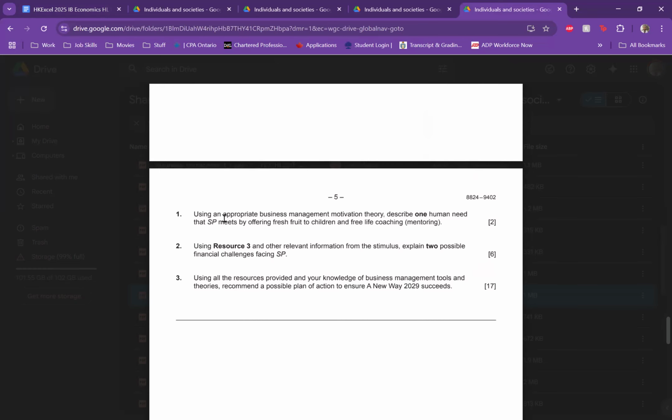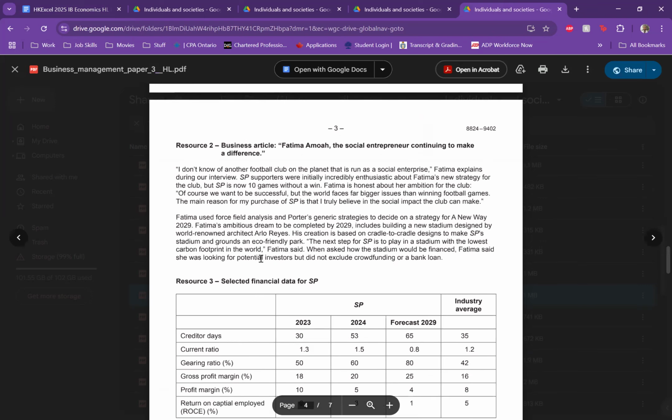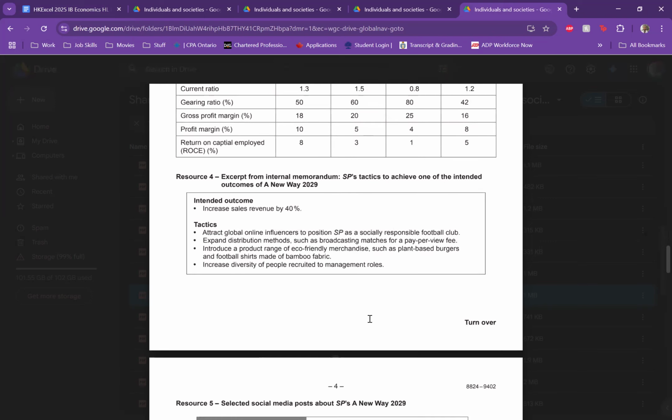So the best approach again would be to go to the questions and read through them first. For the 2-mark question, it's not going to be too difficult. Mainly it's going to be theory based and it's just a matter of applying it to the case study very simply. The 6-mark question will tell you which resource and other information to use and then ask you the question. So in this case, what you can do is go back and check resource 3. It's a table here, so you want to use financial data to answer the question.